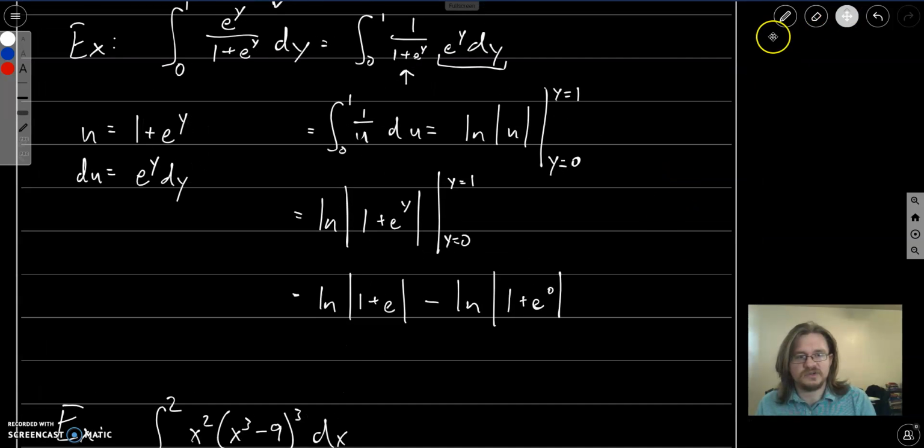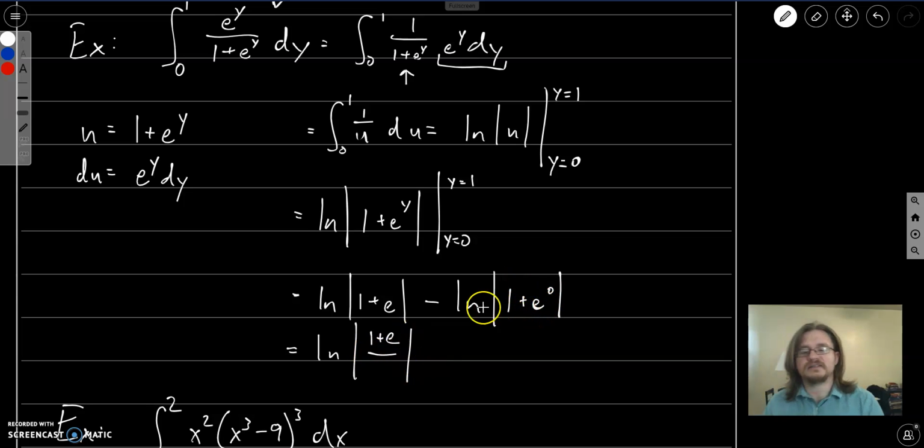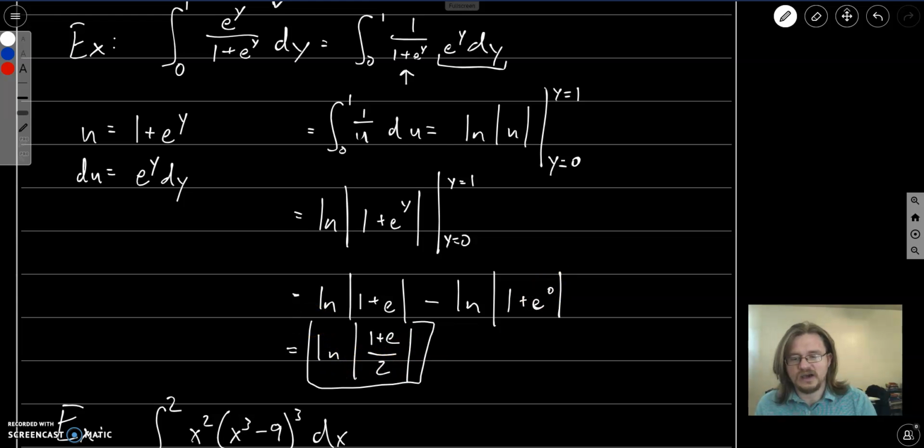And just to be a bit silly, let's simplify this. I'm taking logarithms and subtracting them, so this is going to be the natural log of 1 plus e divided by this guy, because when we subtract logs, they turn into the log of the quotient. We just divide their insides. And then e to the 0 power is also 1, so 1 plus 1 is 2. And here would be our final answer, for instance.